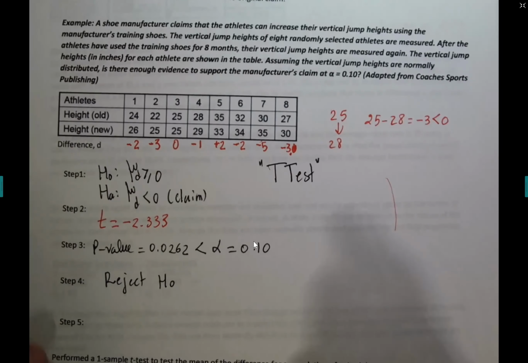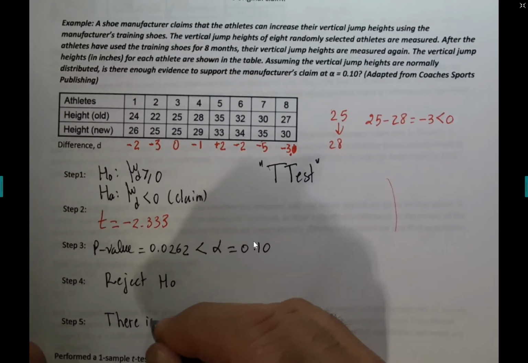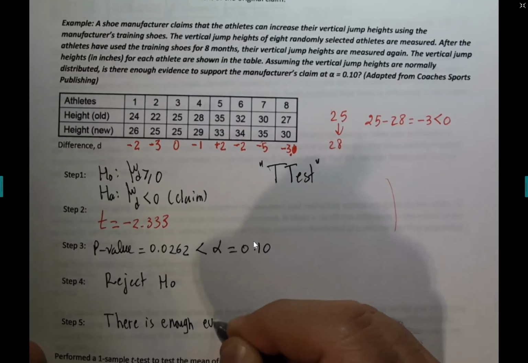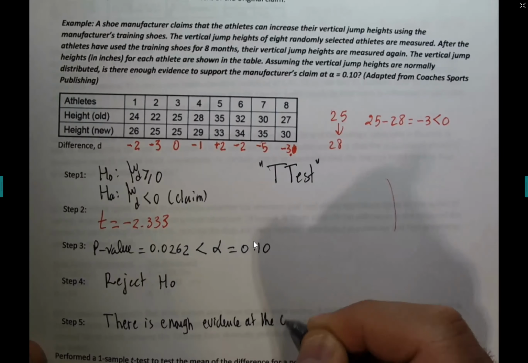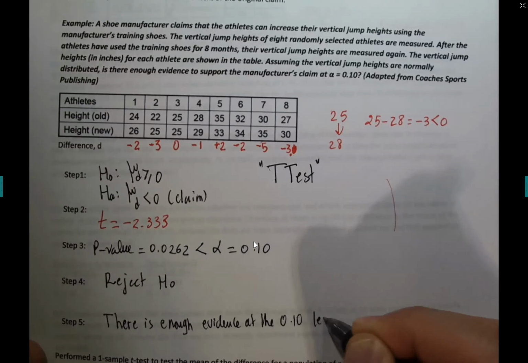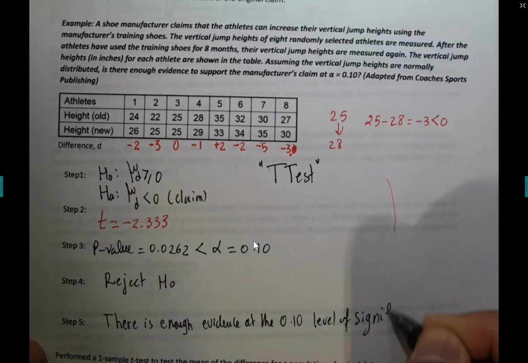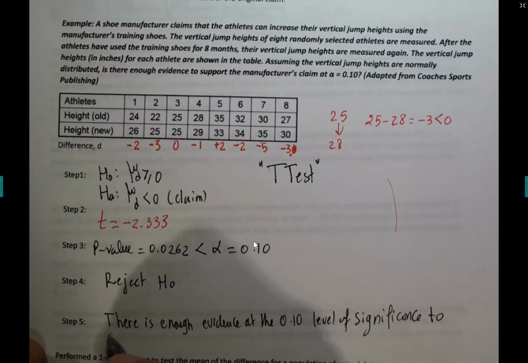Reject H0, and help me out, please. There is enough evidence at the 0.10 level of significance to what, guys? Support. Yeah, don't be afraid of saying this. The manufacturer's claim.